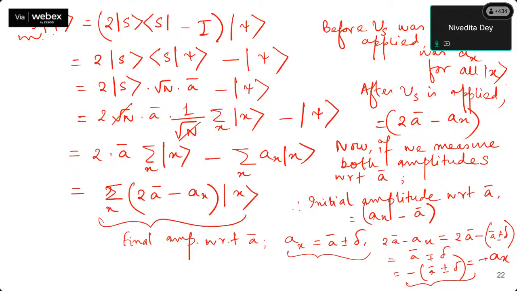From this, and why this is very important, let me just take one example first. Why this is very important: the process that we are trying to establish is inversion about the mean, for which we need the mean amplitude interpretation of U_s, or the reflection operator.